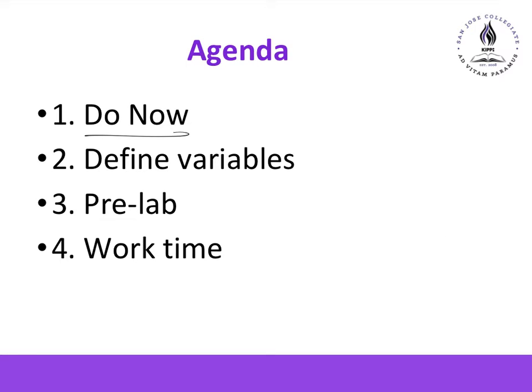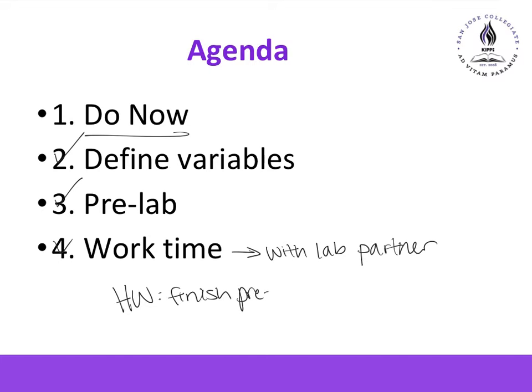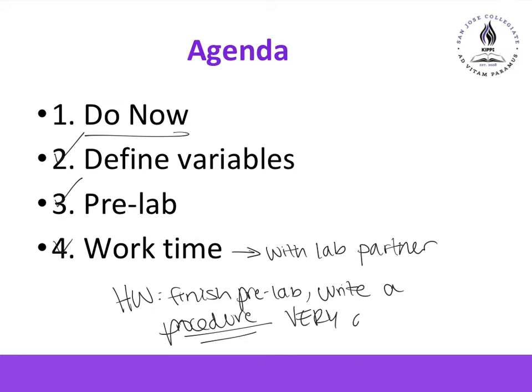Right now we're going to define some variables, and we're going to do the pre-lab, and then you're going to have work time. When you have work time, you're working with your lab partner, because your homework assignment is to finish your pre-lab and write a procedure. Now, the procedure, in order for you to start the lab, has to be very detailed. If you come tomorrow with a procedure that is not that detailed, I'm going to say, well, you need to start over and do that one again.